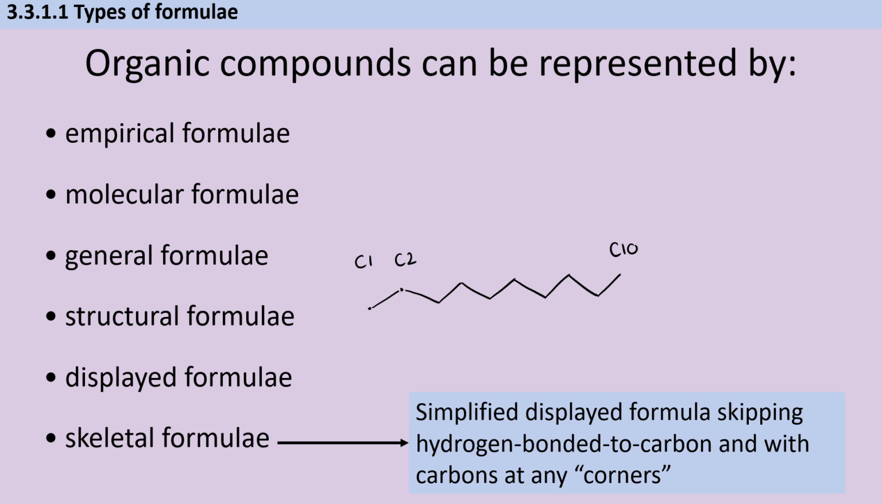Now in this instance it was decene with a double bond between carbon number 10 on the end and carbon number 9. So I would then do the double line to represent the double bond. And I don't need to draw in any of the hydrogens because it's kind of taken as read that they are there.